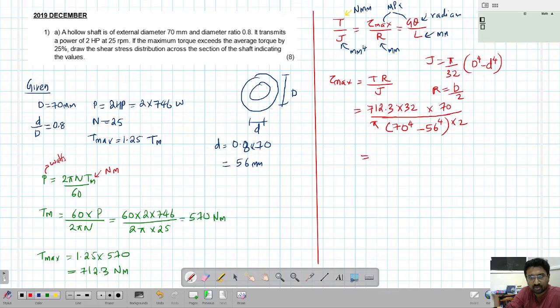So it is 712.3 times 32 times 70 divided by pi times 70 raised to 4 minus 56 raised to 4 times 2. So this gives the maximum shear stress. Okay, this is a small mistake here.